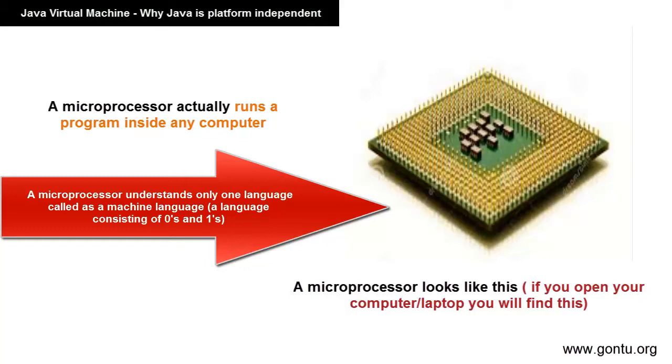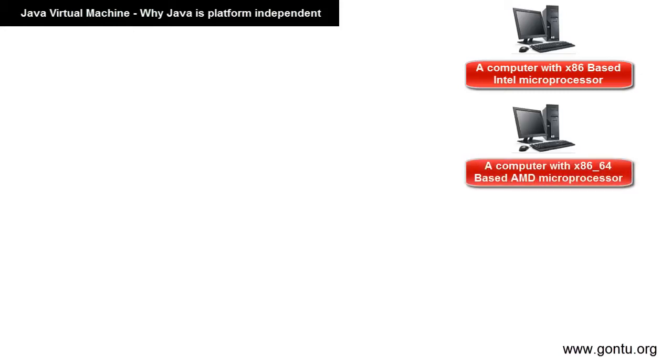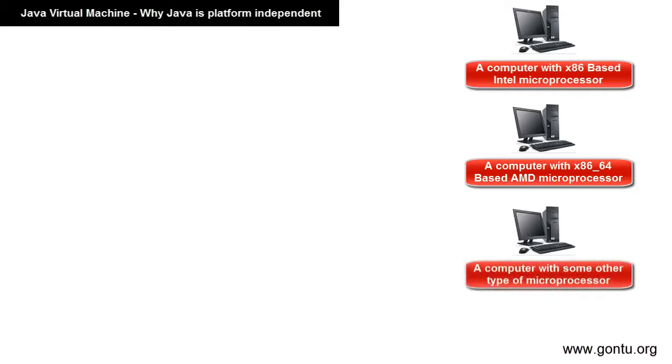People around the world use different types of microprocessors in their computers. For example, I use a computer having a microprocessor developed by the Intel company, an x86 based Intel microprocessor. And in your computer, you may be using some other type of microprocessor, for example an x86-64 based AMD microprocessor, which is developed by the AMD company, and others might be using some other type of microprocessors developed by some other companies.